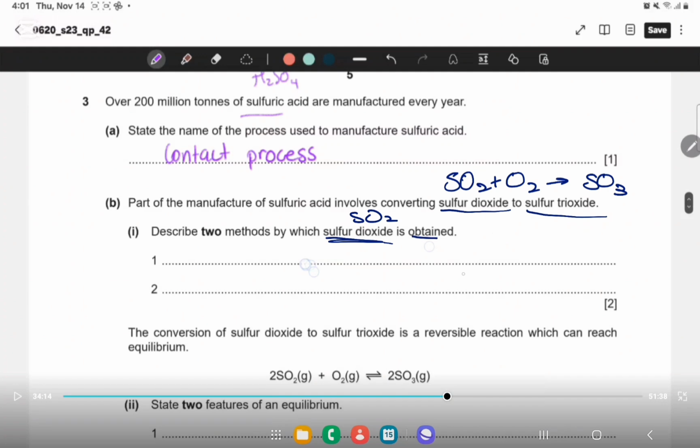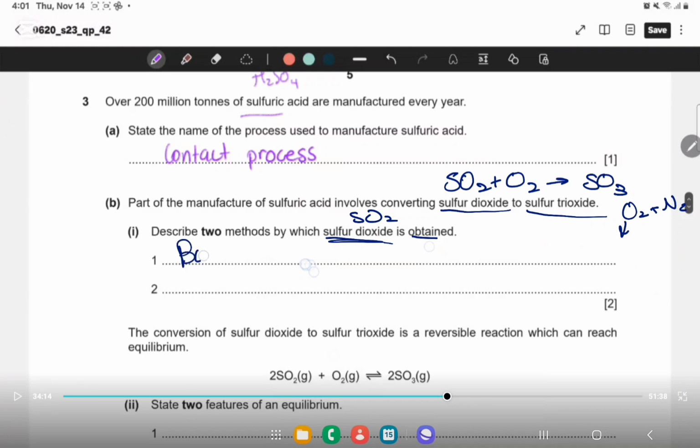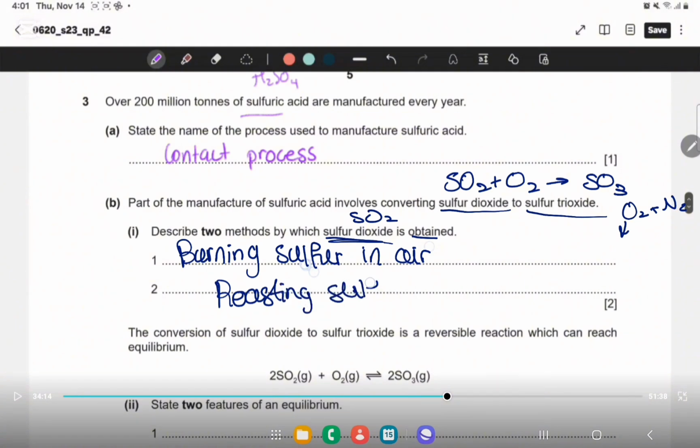So we know when we burn sulfur in the air, which contains O2 and N2, we get SO2, because the S and O give SO2. So that's one answer. We say burning sulfur in air. And another method is roasting sulfur ores in air.